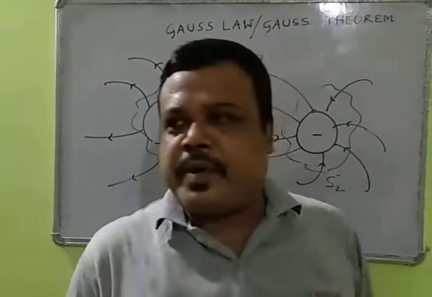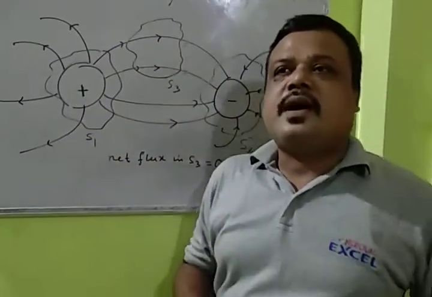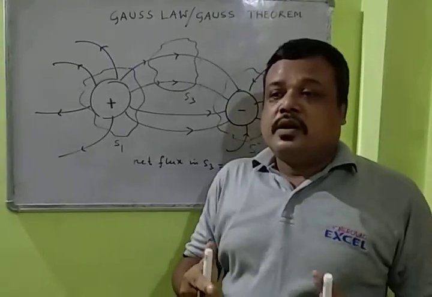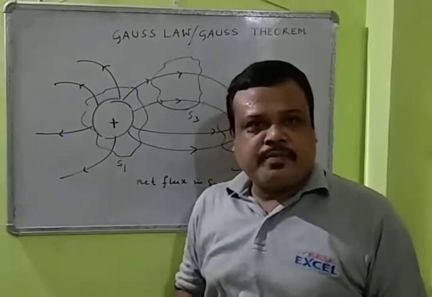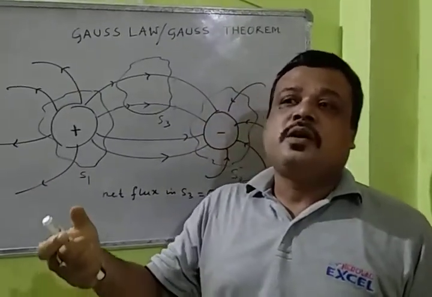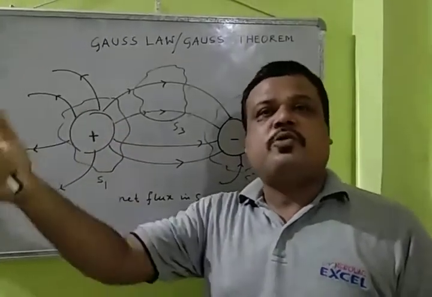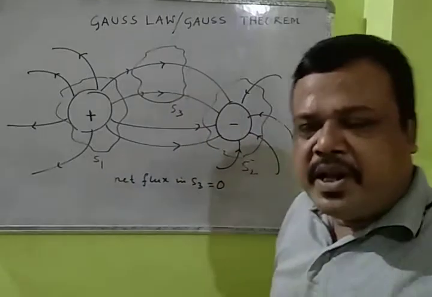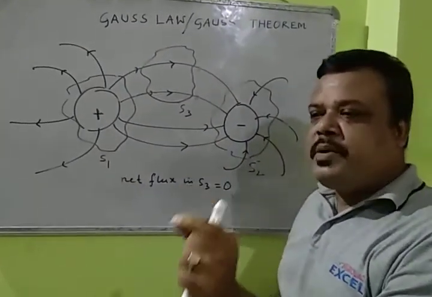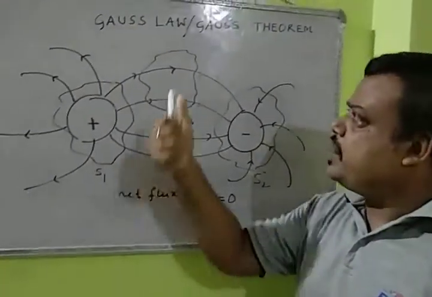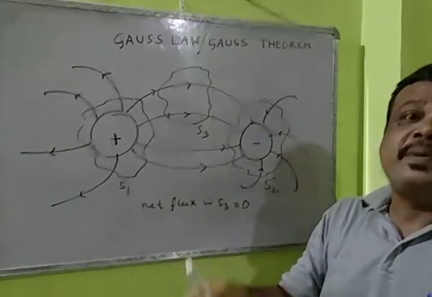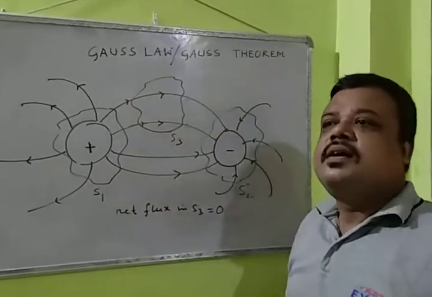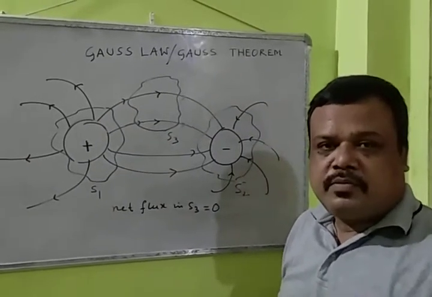And in the question paper, similar kinds of questions are asked. Some may ask how you can prove Coulomb's law from Gauss theorem, or how you can prove Gauss law from Coulomb's law. In the next video, I am going to establish that Coulomb's law can be derived by Gauss theorem, or Gauss theorem can be proved by using Coulomb's law. These kinds of questions are often asked in exams.